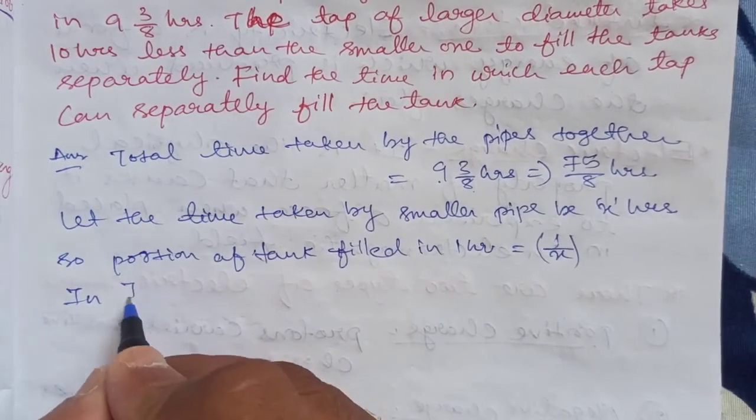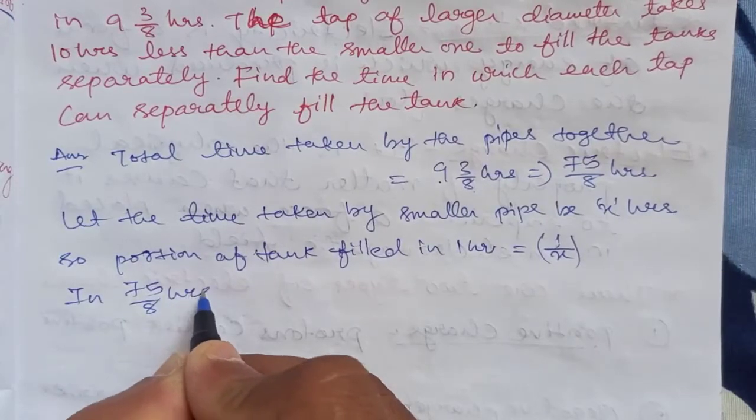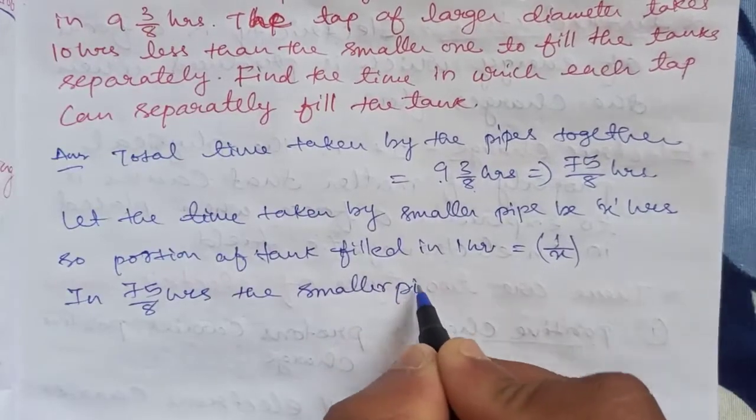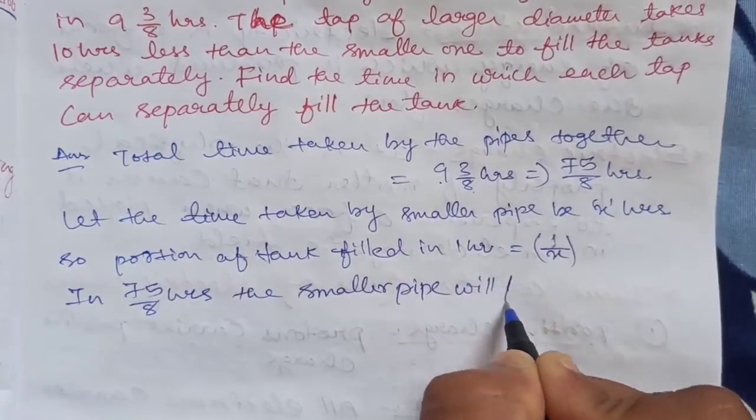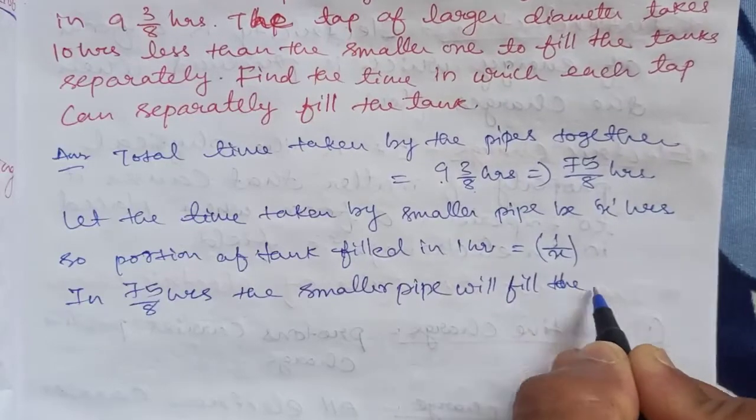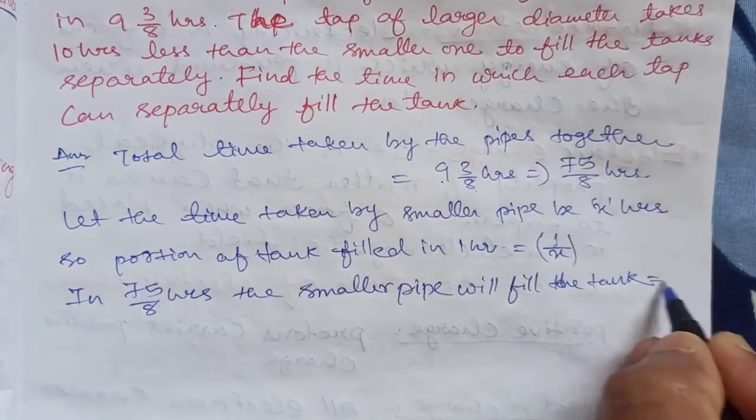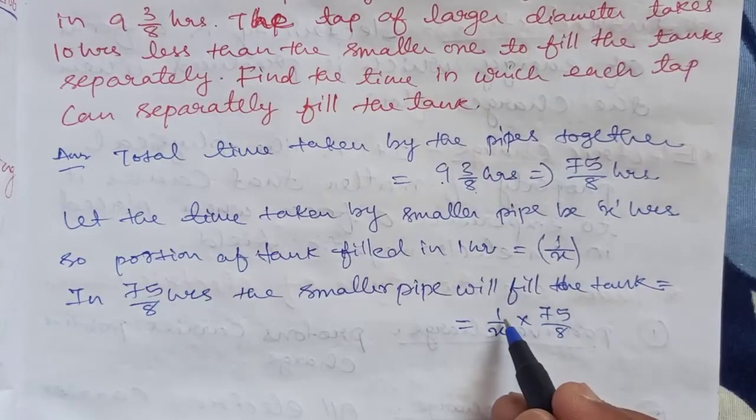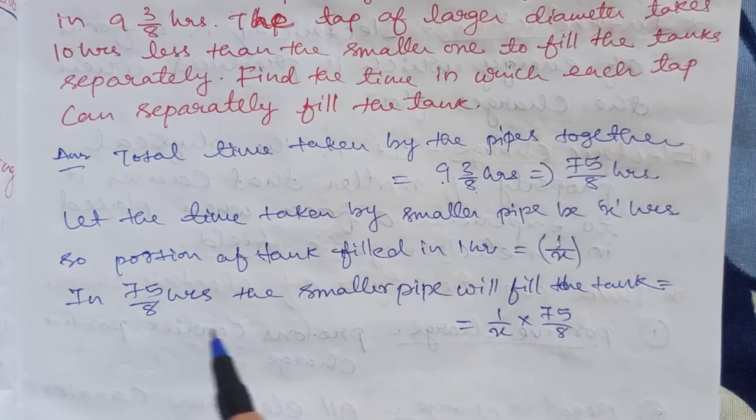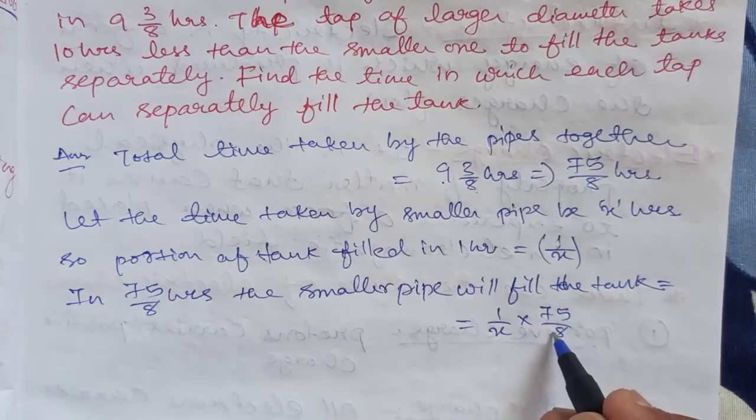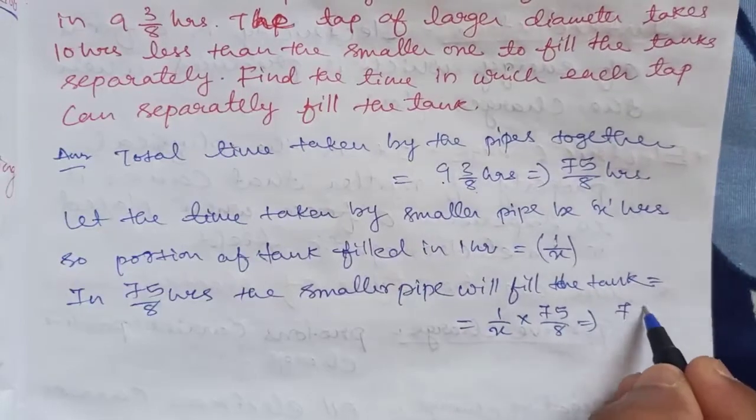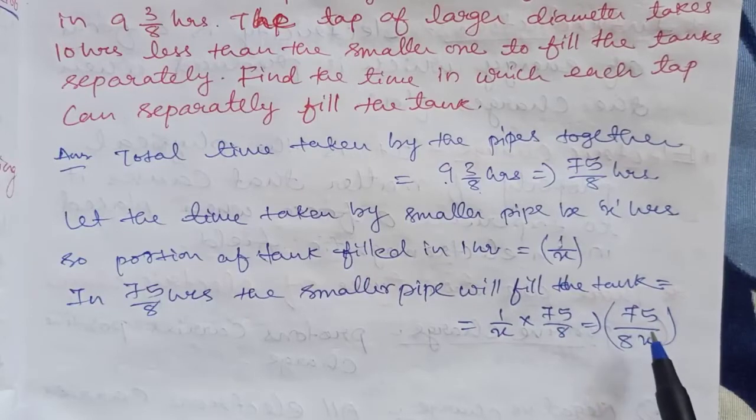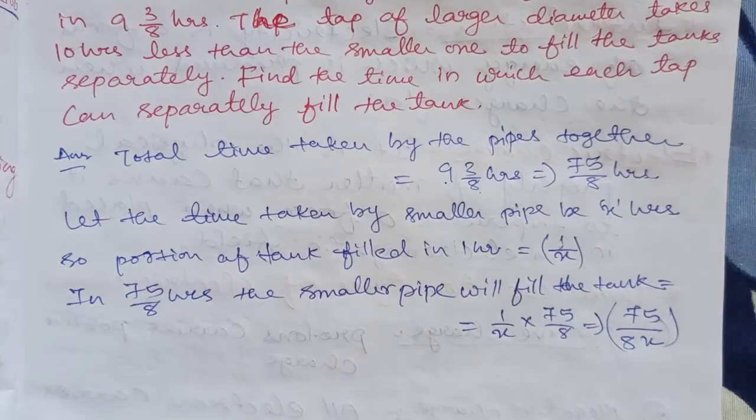Similarly, in 75/8 hours, the smaller pipe will fill the tank equal to 1 by x into 75/8. Okay, because in 1 hour it is filling 1 by x portion, so in 75/8 hours it will fill 75/8 into 1 by x, that is 75/8x portion. Okay, this much portion the smaller pipe will fill in 75/8 hours.